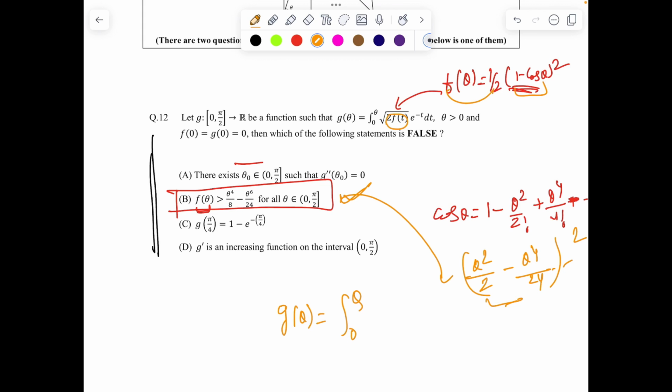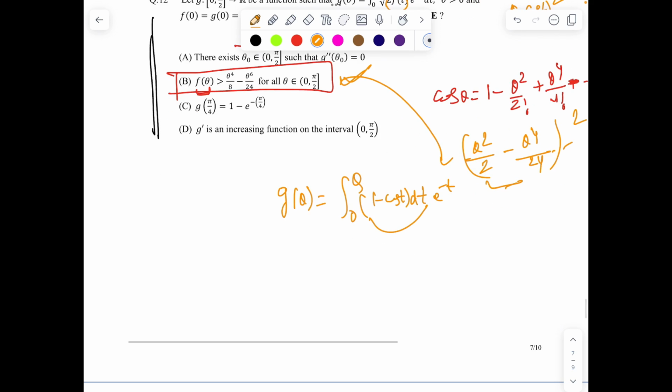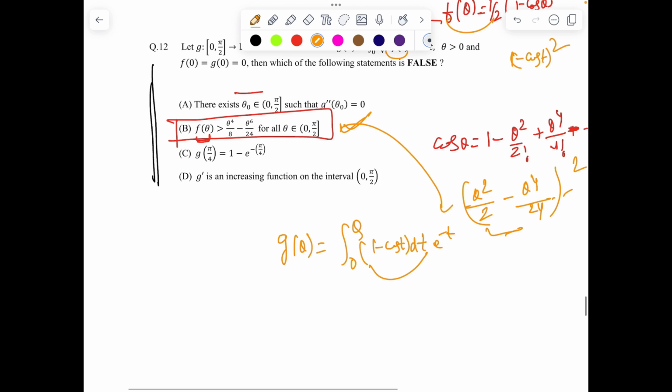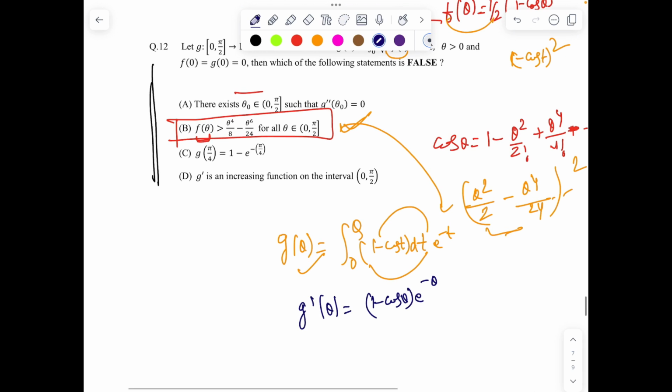You see what is 2 times of ft? 2 times of ft will become 1 minus cos t whole square, and that root is there, so it's already 1 minus cos t dt. 1 minus cos t is always positive, and that e to the power minus t. Okay. Now either you can do integration by parts directly to find the value of g pi by 4, then 0 to pi by 4, this is a very typical integration by parts, from where you can do it. Second, if I differentiate g dash, I'll get 1 minus cos theta e to the power minus theta.